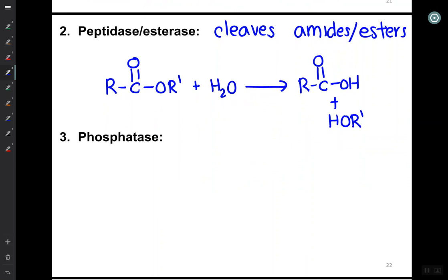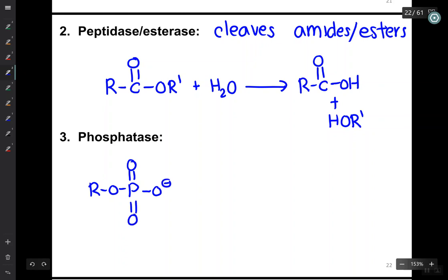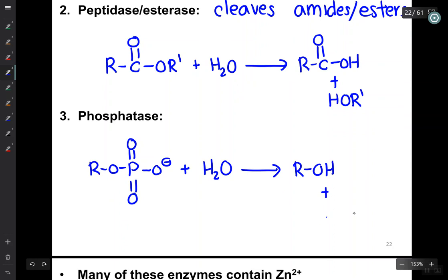The phosphatases do similar chemistry. They hydrolyze phosphate esters. So phosphate esters have an OR group in addition to oxygen atoms attached. So hydrolysis of this molecule will leave alcohol plus phosphate.